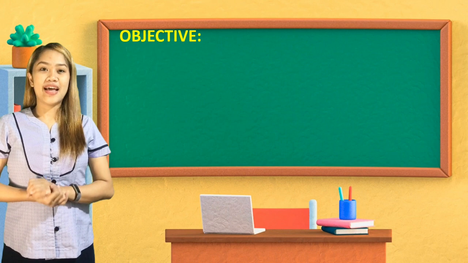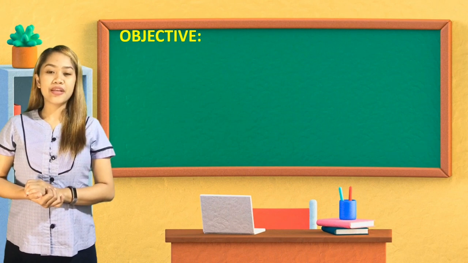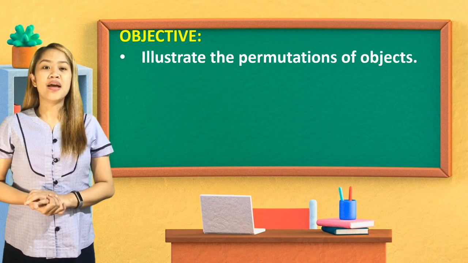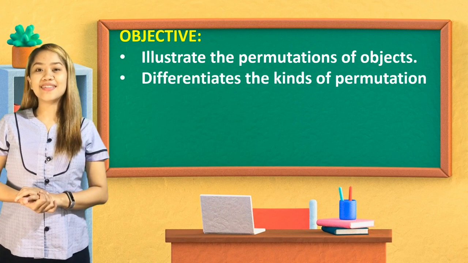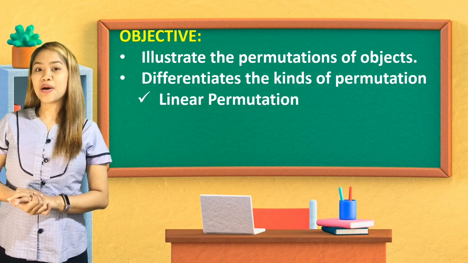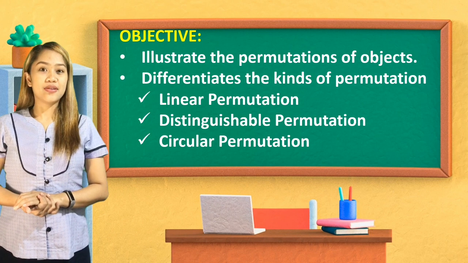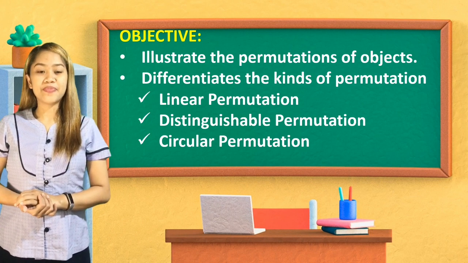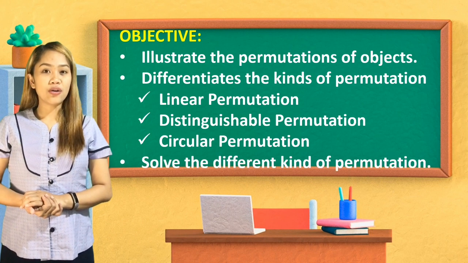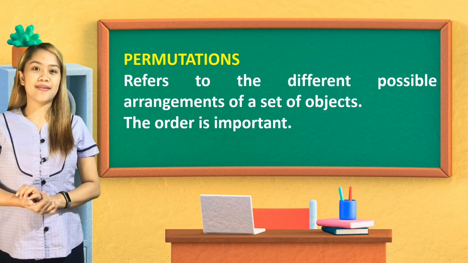For today's video lesson, our objectives are to illustrate the permutations of objects, differentiate the kinds of permutations, namely the linear permutation, distinguishable permutation, and the circular permutation, and lastly, solve the different kinds of permutations.